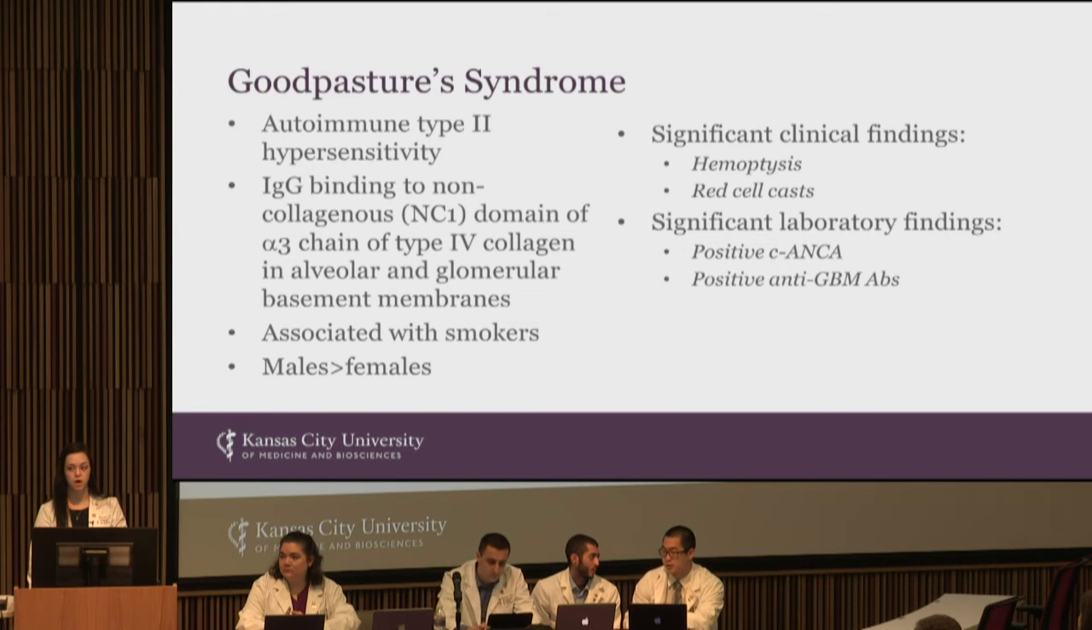Goodpasture syndrome is an autoimmune type 2 hypersensitivity where IgG binds to the non-collagenous domain, or NC1 domain, of the alpha-3 chain in type 4 collagen found in the alveolar and glomerular basement membranes. Goodpasture syndrome is typically associated with smokers and is more common in males. The significant clinical findings for Goodpasture syndrome are hemoptysis and red cell casts. Significant clinical laboratory findings include a positive c-ANCA as well as a positive anti-GBM antibody test.